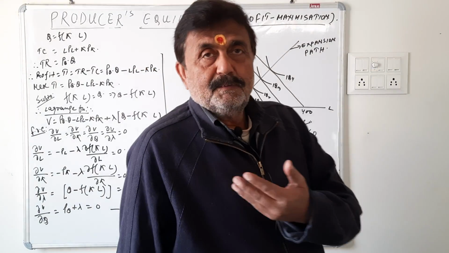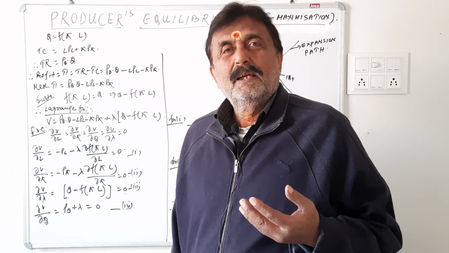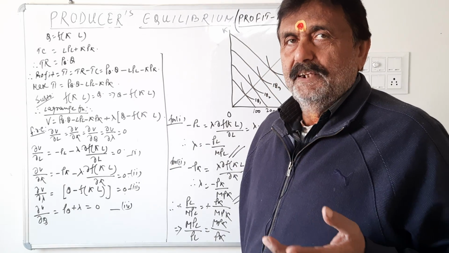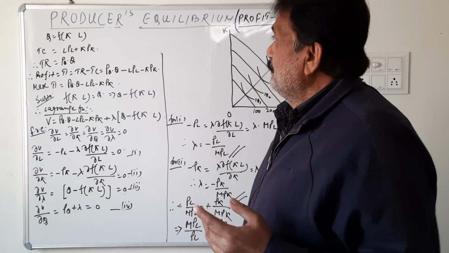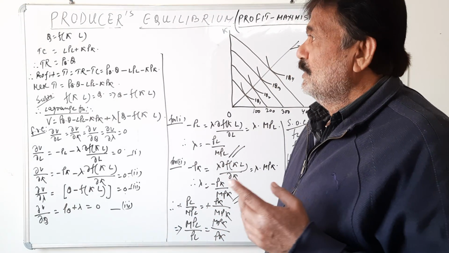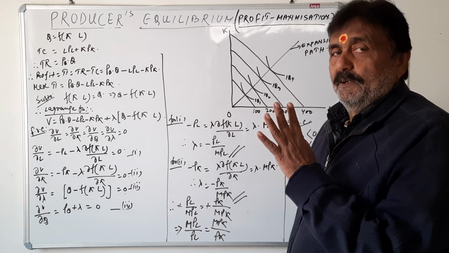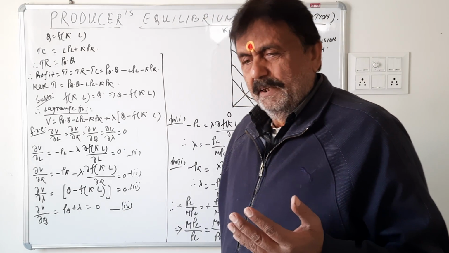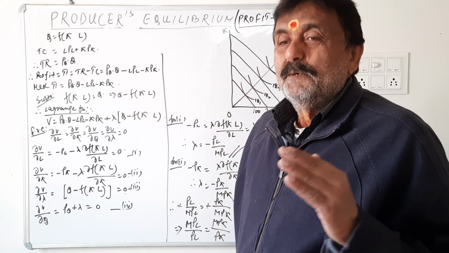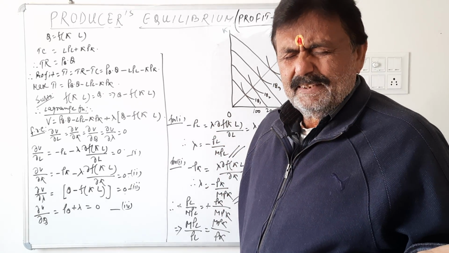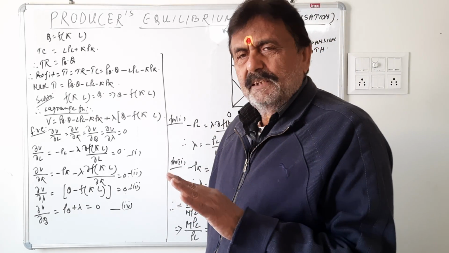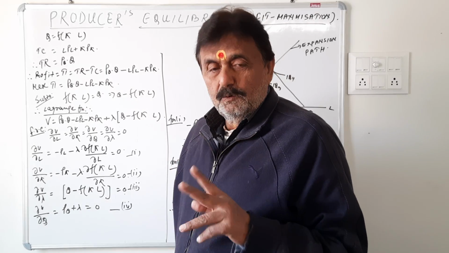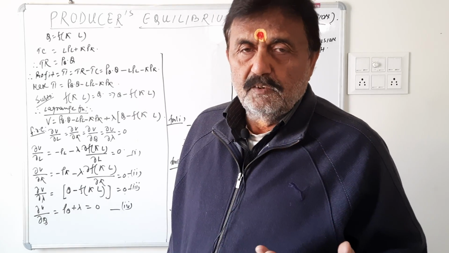Welcome to this economics class, and we are dealing with the producer's equilibrium. Today, we are likely to explain producer's equilibrium by maximizing the profit. In the last two classes, we explained producer's equilibrium in two ways, by minimizing the cost and by maximizing the output. So, those were the two different ways to explain producer's equilibrium.